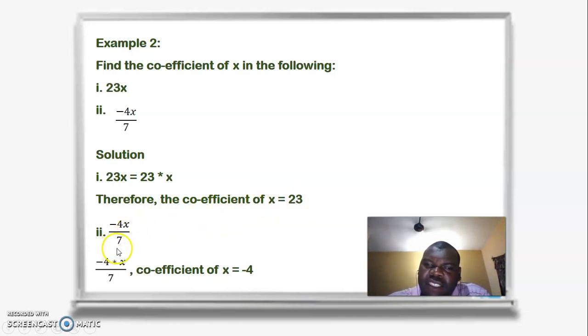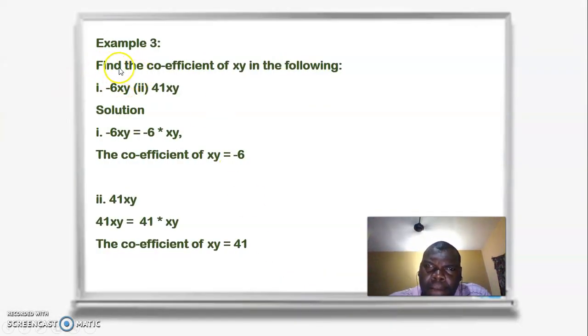Minus 4x over 7 is equal to minus 4 times x, divided by 7. The variable x is only attached to minus 4. Therefore, the coefficient of x is equal to minus 4.